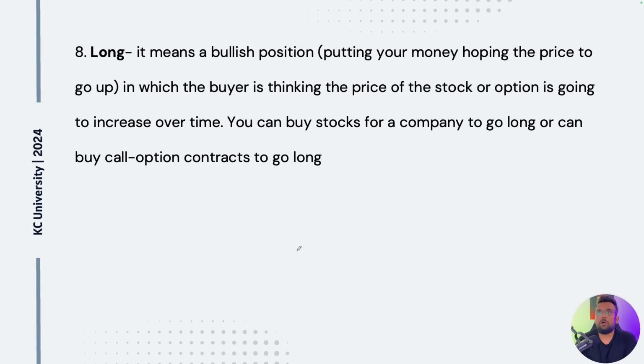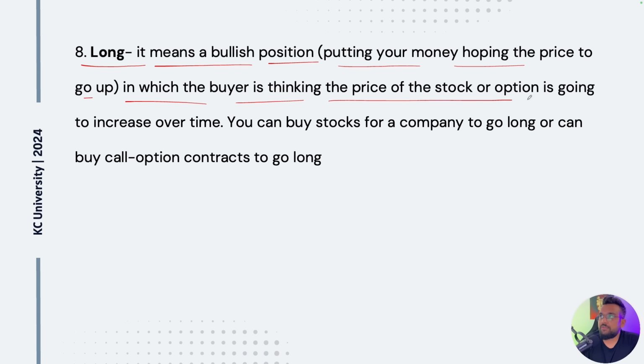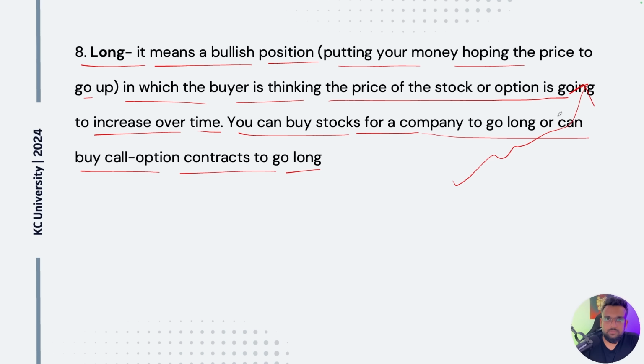Okay, now, what is the meaning of long? It simply means a bullish position. Putting your money in hoping the price goes up, in which the buyer is thinking the price of the stock or option is going to increase over time. So you say, I'm going long on these options, or I'm going long on Apple. That simply means you can buy stocks of a company to go long, or you can buy call option contracts to go long. That means you think the prices can go up. That's when you say, I'm going long, okay? Like the list is so long because you think it can really make a move higher. The list is so long, I'm going to go long.